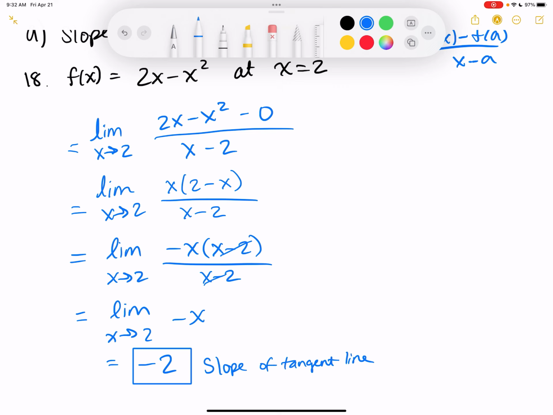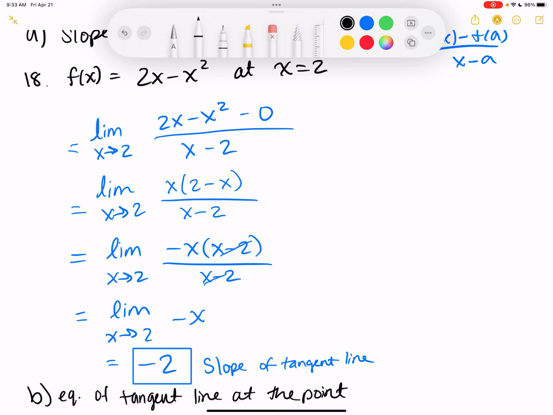Okay, so that's part A. Part B wants the equation of the tangent line at the point. So what do I need to be able to use point slope form? What things do I have to know to be able to do that? I have to know slope. And then the y, right? The y-intercept.